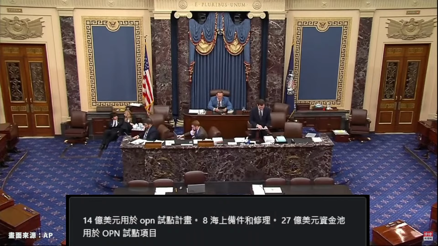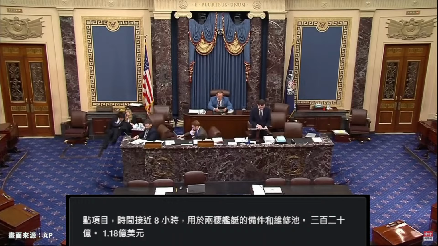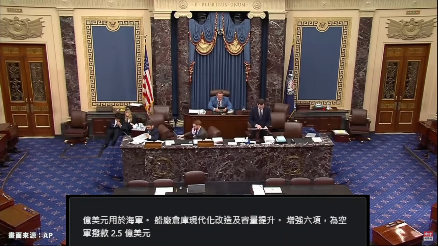3, $2.118 billion for spares and repairs to keep Air Force aircraft mission capable. 4, $1.5 billion for Army depot modernization and capacity enhancement. 5, $2 billion for Navy depot and shipyard modernization and capacity enhancement. 6, $250 million for Air Force depot modernization and capacity enhancement. 7, $1.640 billion for Special Operations Command equipment, readiness and operations. 8, $500 million for National Guard unit readiness.